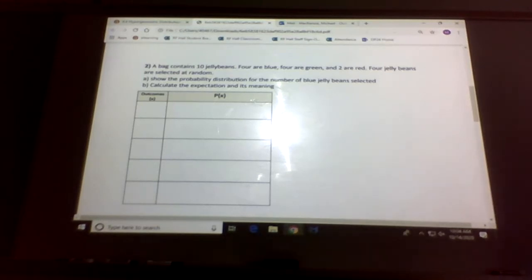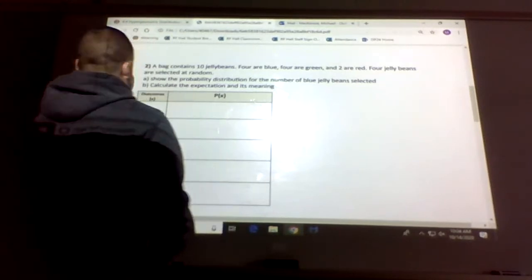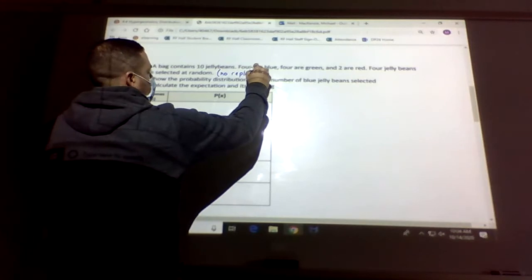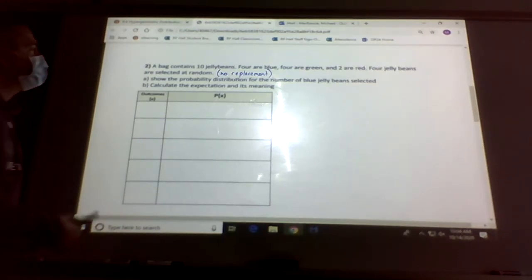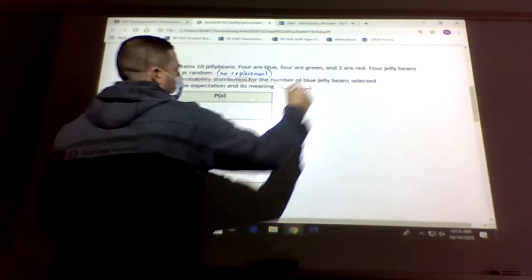Okay, so 4 blue, 4 green, 2 are red, 4 jelly beans are selected at random. Okay, so this should have said no replacement. So I'm taking jelly beans out, I'm not putting them back. Okay, show the probability distribution for the number of blue jelly beans. Probability distribution, again, represents the chart. I know they kind of get annoying, so we're making a chart.